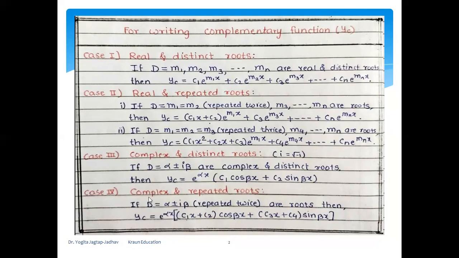Now see case number 4. In case number 4, we have a complex and repeated root. Suppose D = alpha ± i beta is a root which is repeated twice. Therefore, there are a total of 4 roots, and there will be 4 arbitrary constants in the complementary function. Alpha is the real part, beta is the imaginary part. With this, you can write the complementary function yc = e^(alpha x) [(c1x + c2) cos beta x + (c3x + c4) sin beta x].